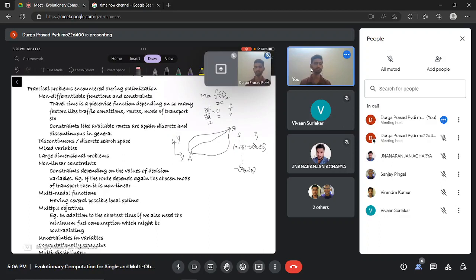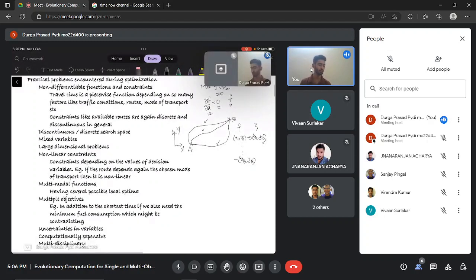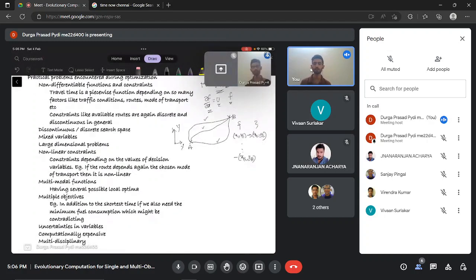But in practical scenarios, what we usually encounter is a discrete space. We cannot essentially move over all possible combinations of this. There are only certain routes in which we can go. So this is what is meant by discontinuous or discrete search space. And then we have something called mixed variables, where we have a combination of variables which are both discrete and continuous.